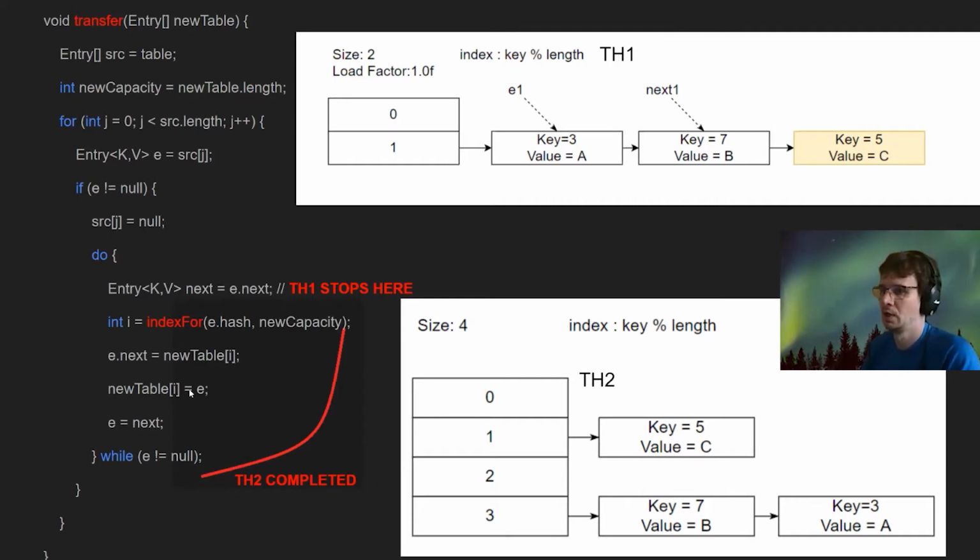And then we are putting the transferred element E to the head, as I told, that we are starting with the head, and we switch the current element to the next. We are doing that while we don't have anything else to transfer from the previous table. So after the rehash is executed by thread one, thread two is completed.